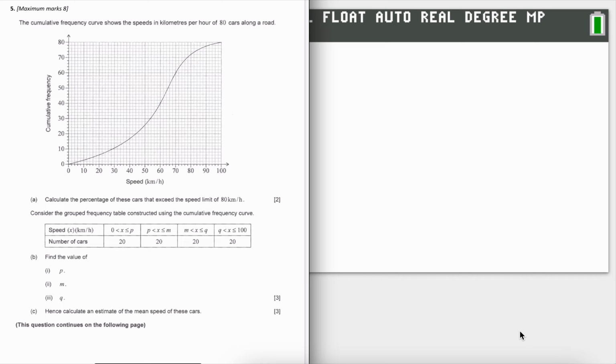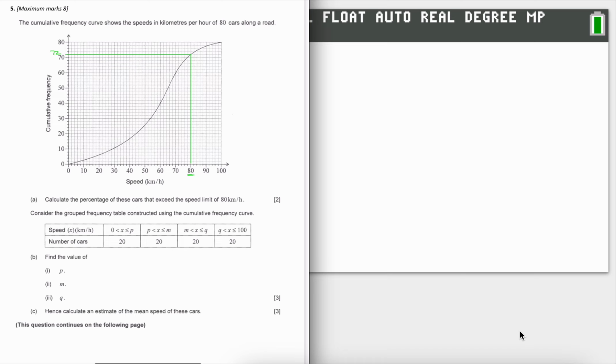So 80 kilometers per hour is found here, and all we're going to do is draw a nice straight line with a ruler, and we can see that it crosses at an exact point. And then again, using a ruler when you draw this, we can see it crosses there at 72.